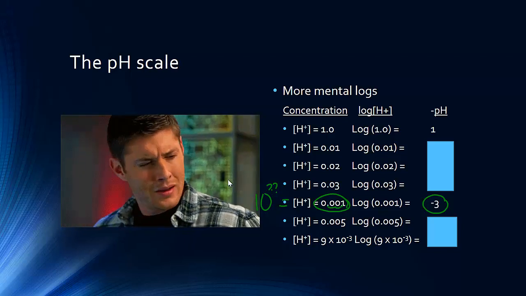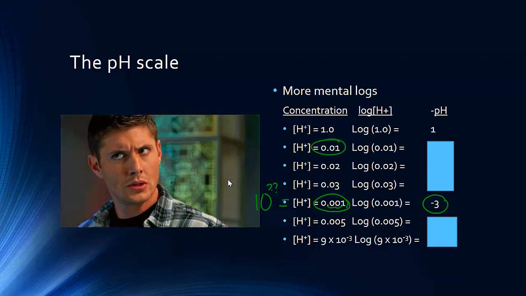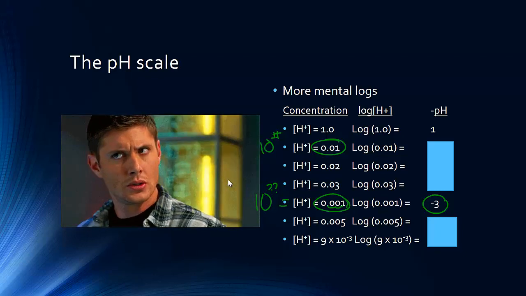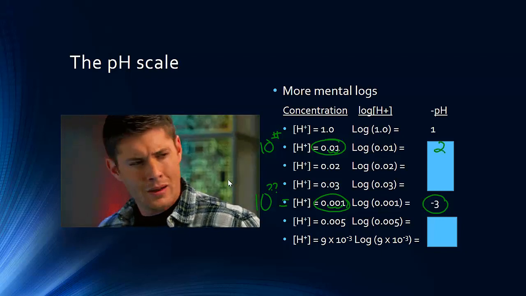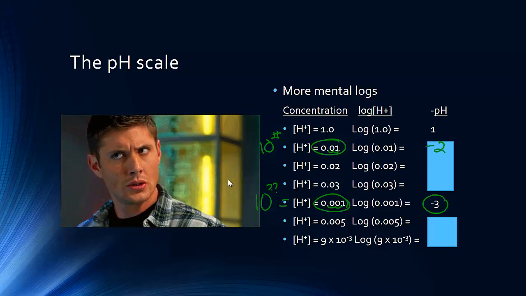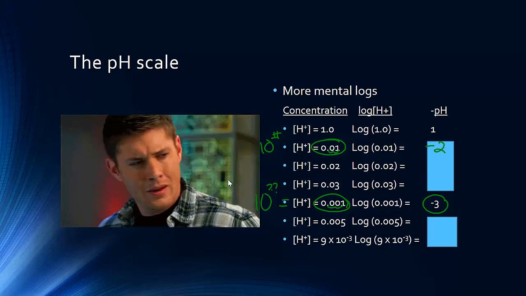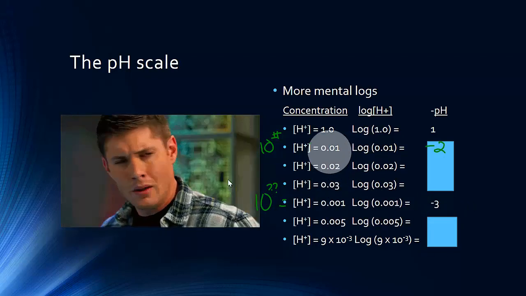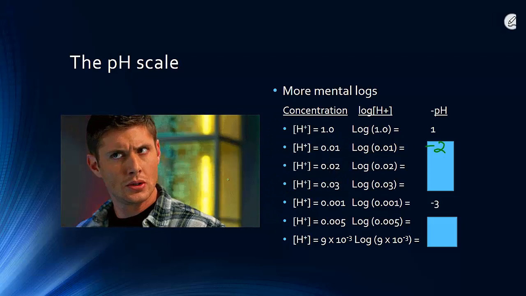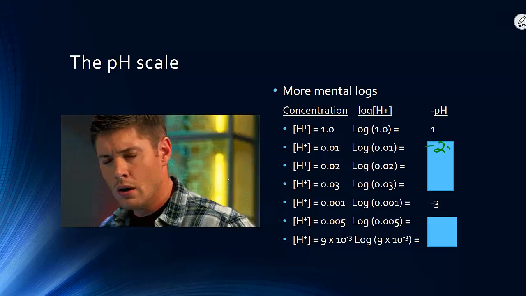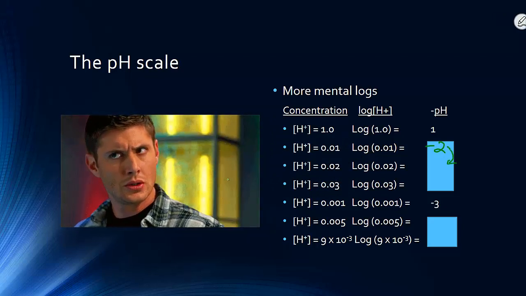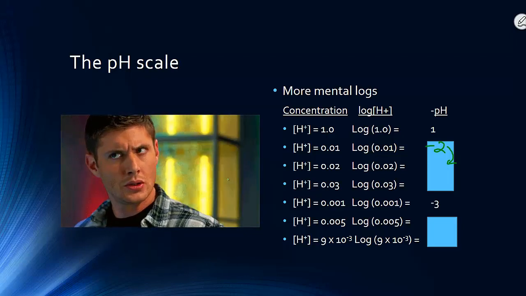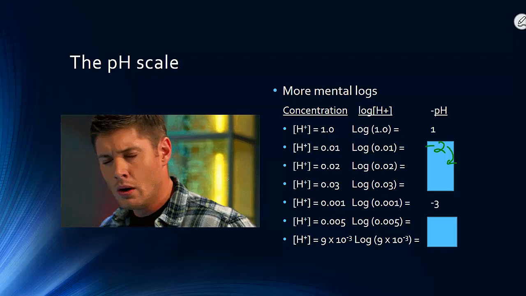Or if I had 0.02, I'd have to raise 10 to the second. So this is a -2, this is a -3. All right. So far, so good. So, what would be the log of 0.002?